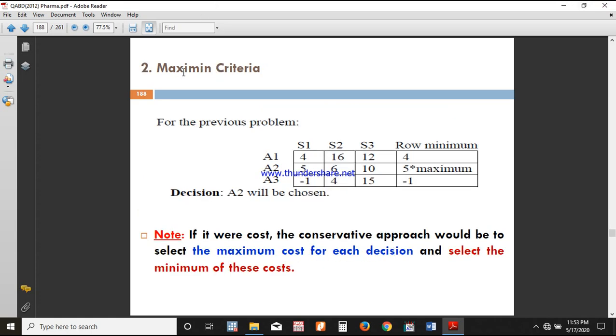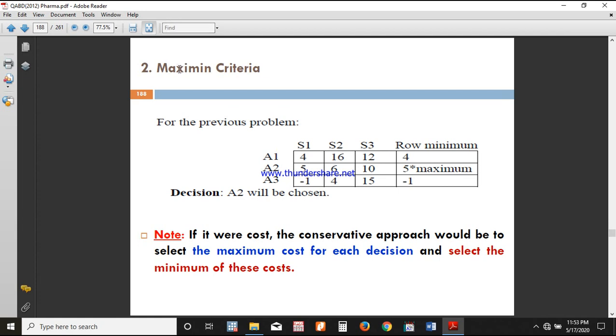Therefore, in the second, the Maximin criteria, you choose the maximum of the minimum values. In the first row, the minimum value is 4. In the second row, the minimum value is 5. In the third row, the minimum value is -1. From these minimum values, you can choose the maximum value, which is clearly A2. Our decision is A2.